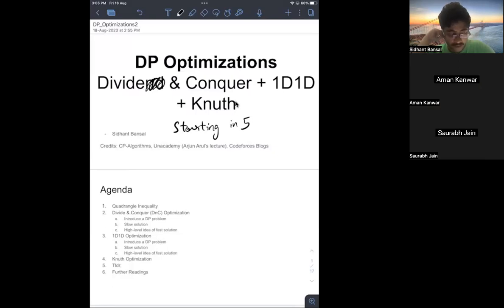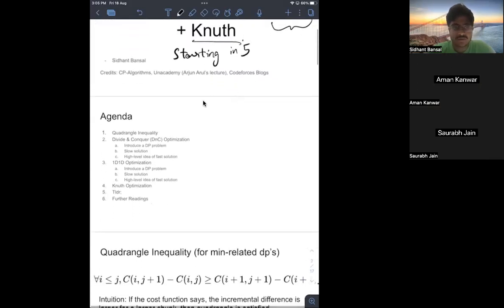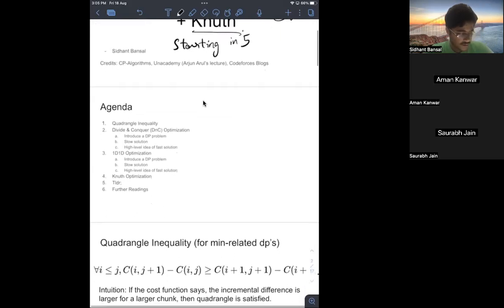I would say 1D is a better optimization, or more relevant for competitive programming, than Knuth. Divide and conquer is definitely probably rank one amongst all these three. So that's that. Our agenda for today will be broadly discussing the quadrangle inequality, followed by divide and conquer, then 1D. I'll briefly go over Knuth. I have just one example for Knuth and also not fully fledged.